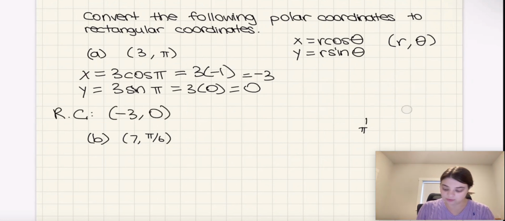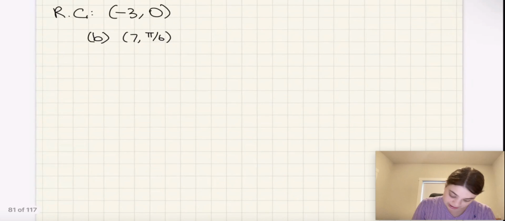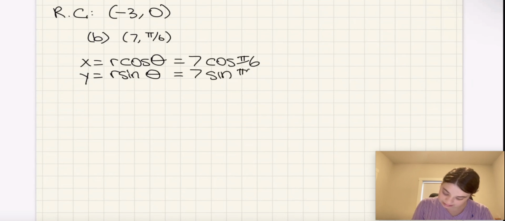All right, let's do one more example. What if we have 7, pi over 6? So just a reminder, that means that 7 is r, the radius, and pi over 6 is theta. So for this one, we know that x is equal to r cos theta, y is equal to r sine theta. So in this case, that means we'd have 7 cos pi over 6. And for y, we'd have 7 sine pi over 6.